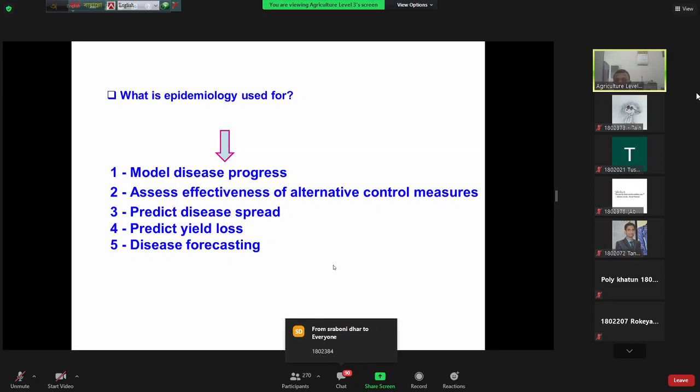So what is the use of epidemiology? I mentioned it is essential for modeling the progress, to assess the effectiveness of the control measures, and also you can predict the spread, predict loss, disease forecasting, right? Very important. Not like corona. Corona is different.